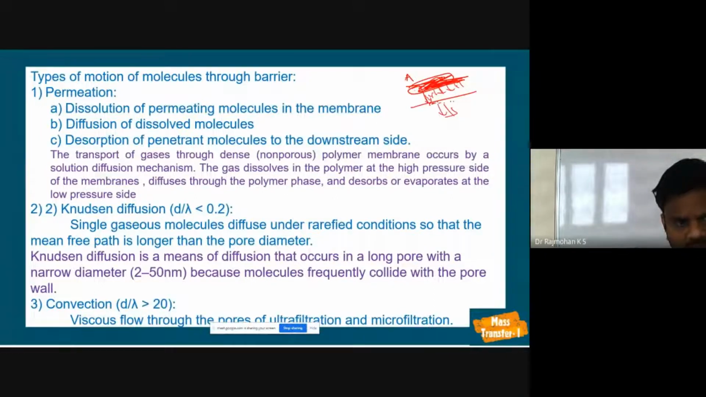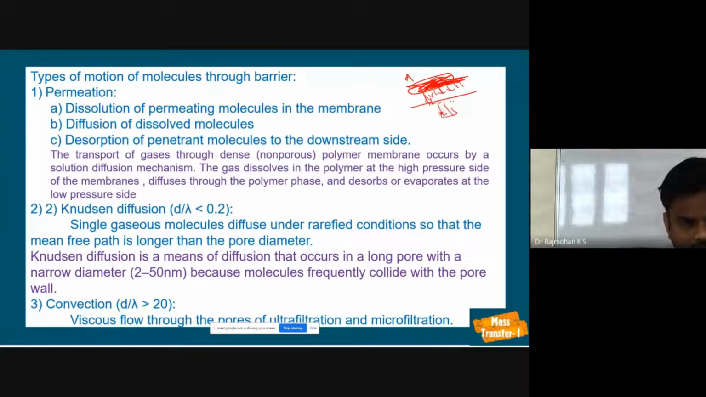Okay, so in general, the transport of gases through a dense polymer membrane occurs by the solution diffusion mechanism. That's what happens. First, the gas dissolves in the polymer at the high pressure side, and it diffuses slowly through the polymer phase, and then it dissolves or evaporates at the low pressure side.